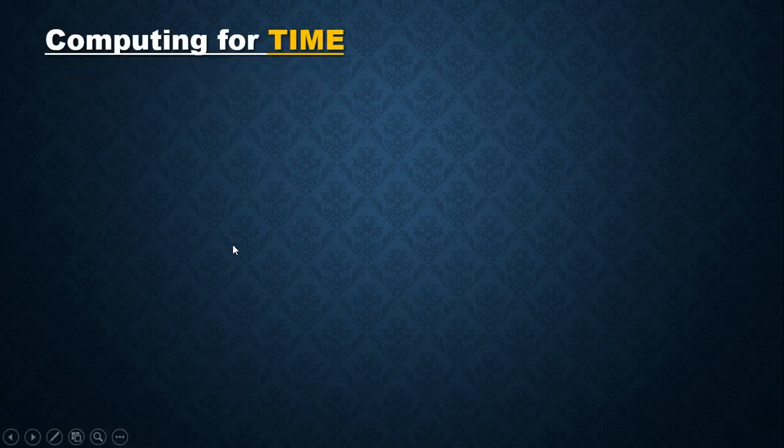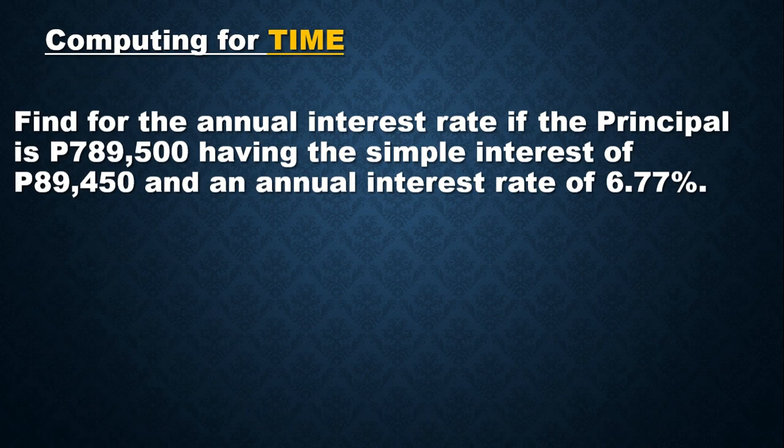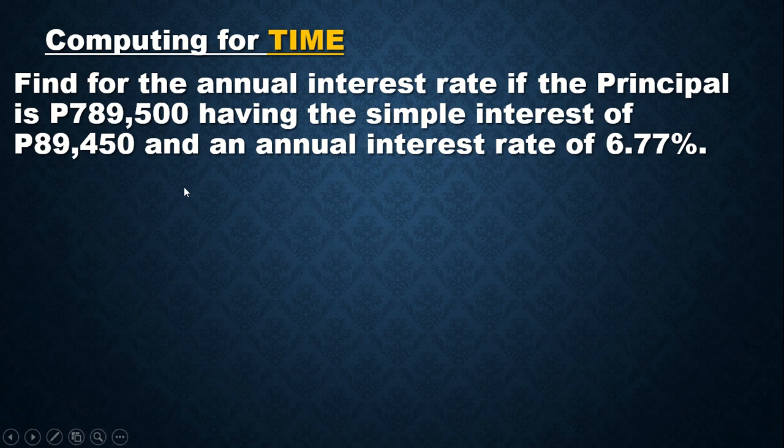Now, we have to compute for time or term. Find for the time if the principal is 789,500 having the simple interest of 89,450 and an annual interest rate of 6.77%. Ngayon, hinahanap po natin ang term or time ng years kung sa gaano katagal natin i-invest ang ating pera sa bangko. Tayo po ay nag-invest ng principal amount na 789,500 at may simple interest na 89,450 na kung saan meron daw ibinigay ang bangko na 6.77% na interest rate.